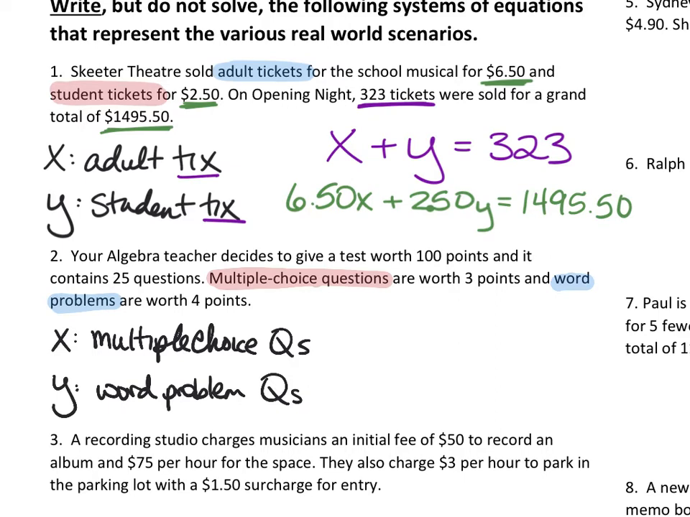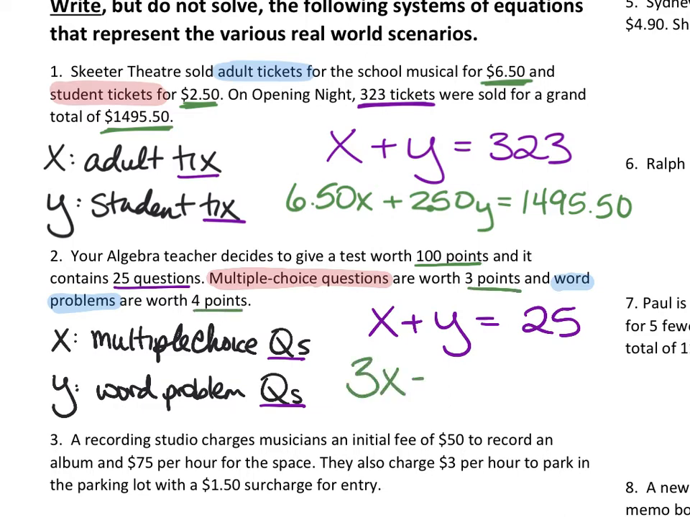Hopefully you noticed that since this test is going to have 25 questions and X and Y are representing different types of questions, then we can total these up and say X plus Y equals 25, putting all of the question labels together. Additionally, did you notice that we have a total number of points and then a value of points for each type of variable? We know that multiple choice, or X, is 3 points, and word problems, or Y, are 4 points, for a grand total of 100 points. We've now represented this test that your algebra teacher is trying to give you as two equations, or a system of equations.